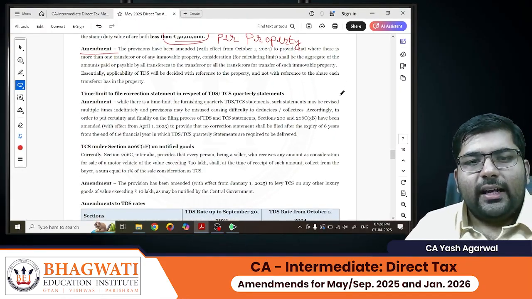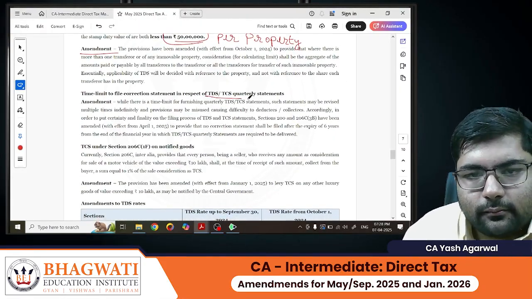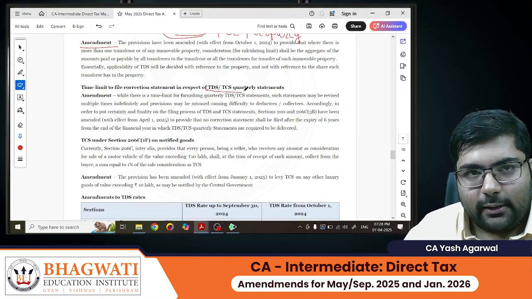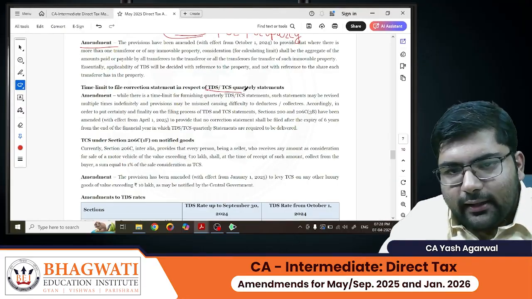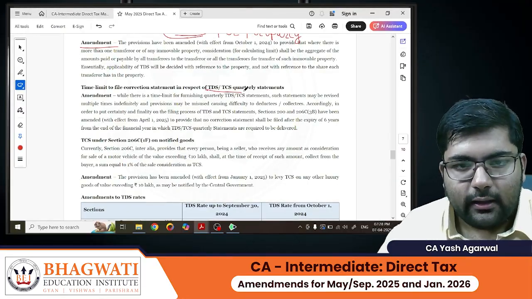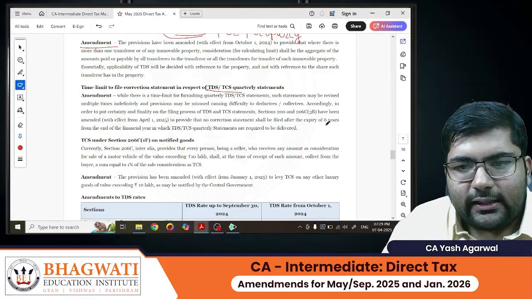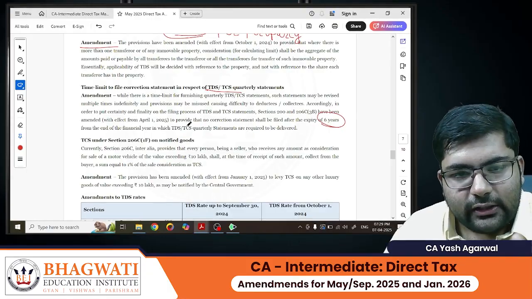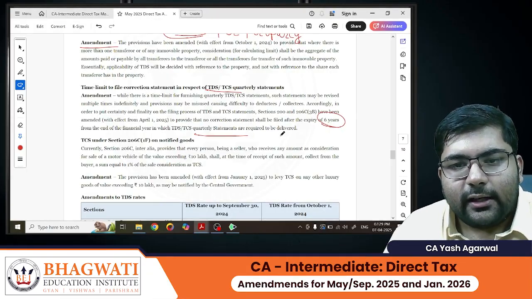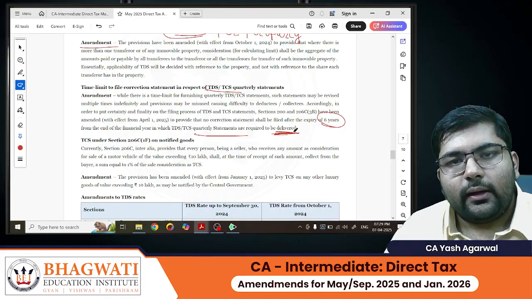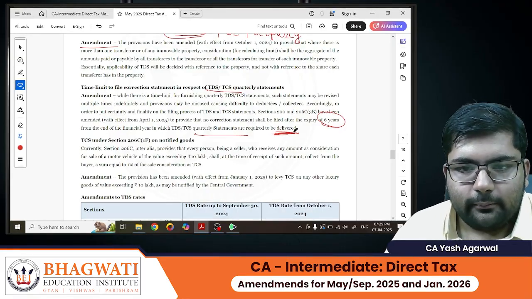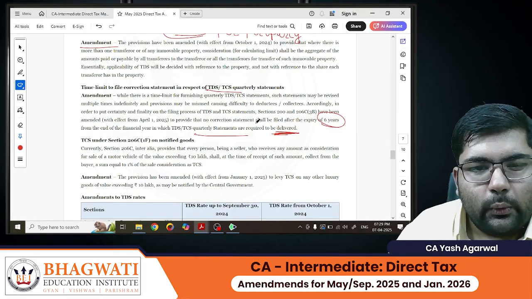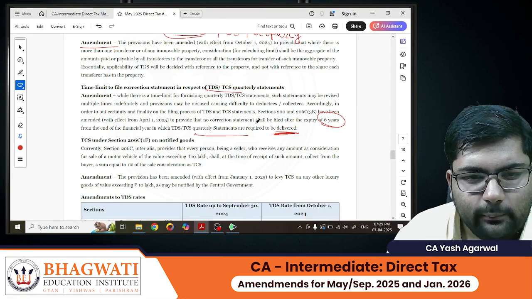The time limit to file correction statement for TDS TCS. See, there was no such time limit previously to file a correction statement. There was a time limit to file the statement itself, but no time limit to file the correction statement. Now this has been introduced. The correction statement has to be filed within a period of 6 years from the end of the financial year in which the statement was required to be delivered. So it is 6 years from the end of the financial year. Maximum a theory question, but I don't see this as one of the focus areas right now.